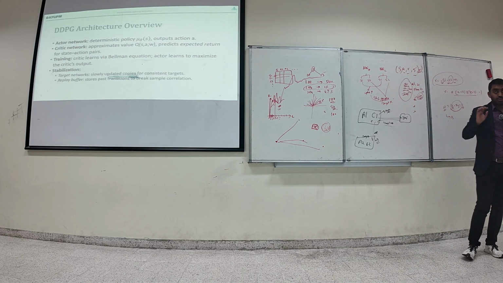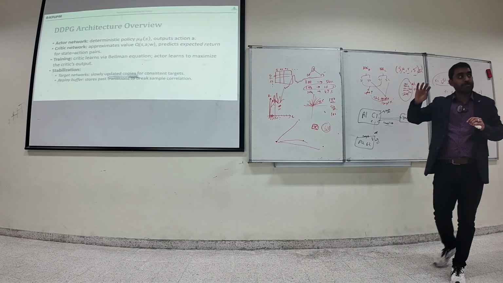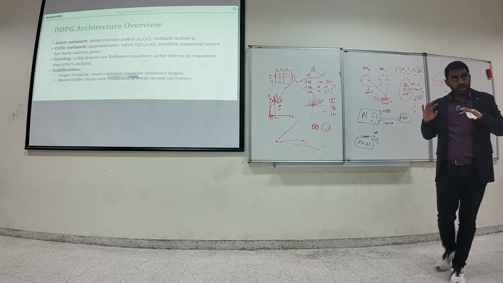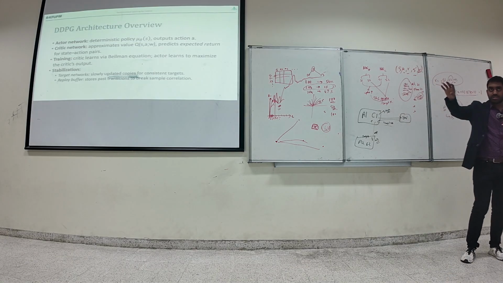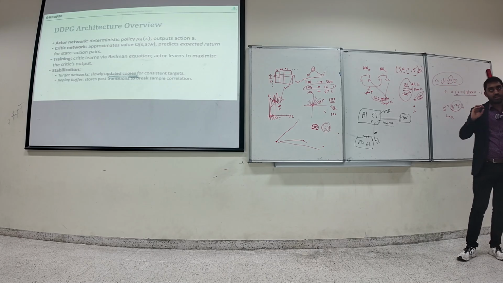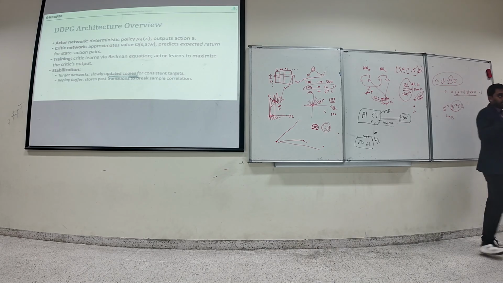Okay, so you see here that the update is happening in both actor and critic, right? The value function is being optimized, and because of that it propagates, and the policy is being optimized simultaneously, hence the actor-critic method.